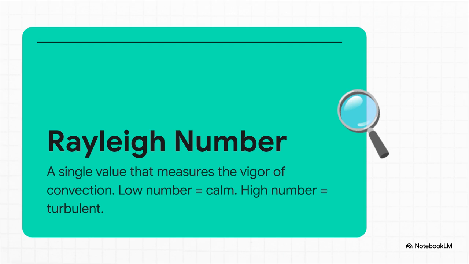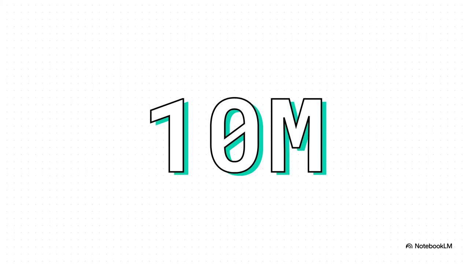A really low number means you've got a calm, predictable flow, kind of like water gently simmering in a pot. A high number, well, that means you're dealing with a wild, turbulent, and totally chaotic system. So, what's the Rayleigh number for Earth's mantle? Get this, it's estimated to be around 10 million. That number tells you everything. We are not dealing with a gentle simmer. We are dealing with an incredibly energetic, complex, and chaotic system.